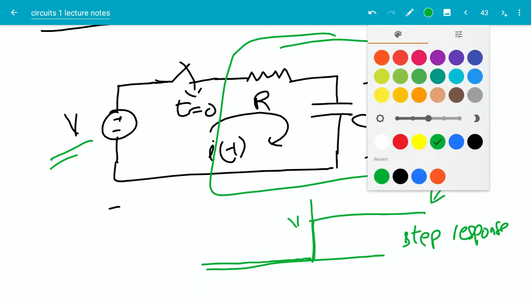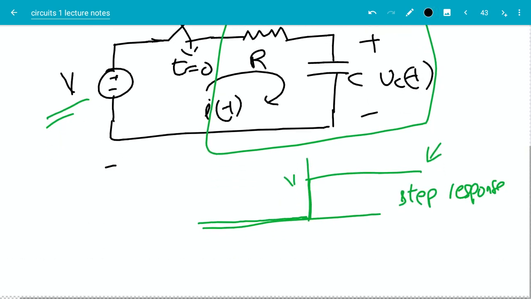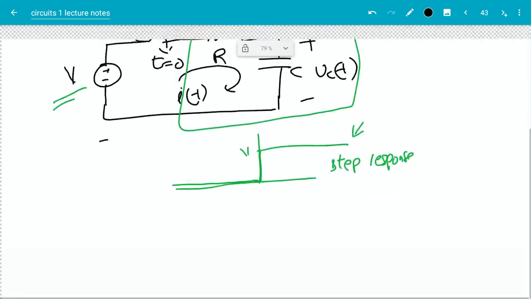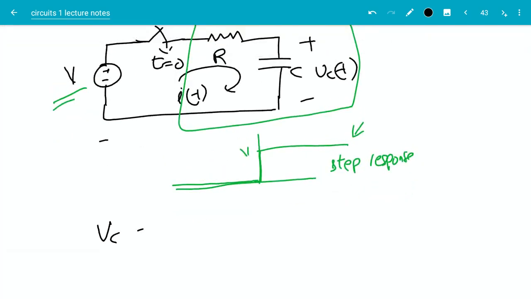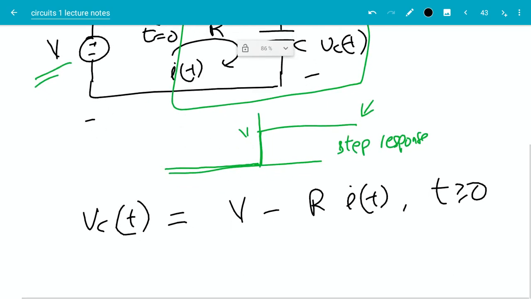Okay, so let's start writing some KVL equations here. If you look at that circuit, I can say the voltage across the capacitor would be equal to V minus R times I of t, for t greater than or equal to 0, obviously, right? So that's about circuits basically. I used a KVL equation and I got this equation, and from here on it's all differential equations. So let's look into this.